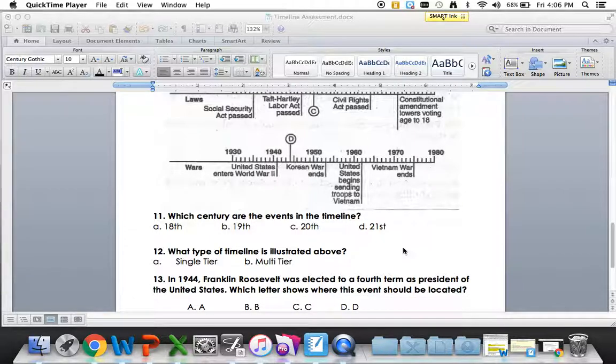Question 11. Which century are the events in the timeline? A, 18th. B, 19th. C, 20th. D, 21st. Question 12. What type of timeline is illustrated above? A, single tier. B, multi-tier.